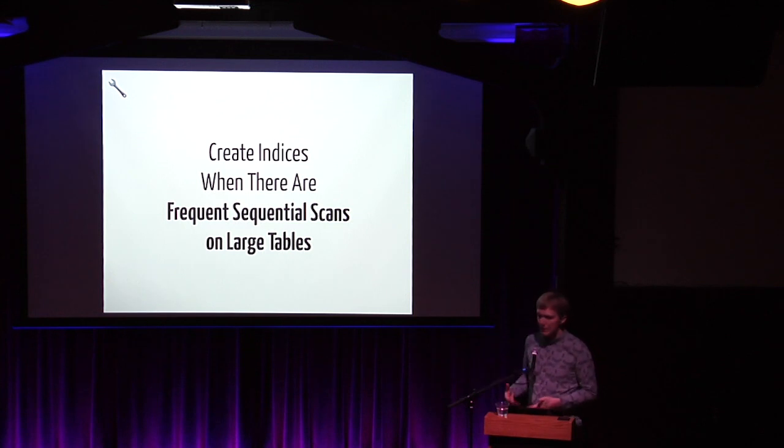So a good guideline here is, you should create indexes when there's frequent sequential scans on large tables. If you have a small table, Postgres is usually going to do a sequential scan, even if there are indexes. If it's a very tiny table, Postgres actually thinks it's faster to just read the whole table because navigating a B tree is more complex.